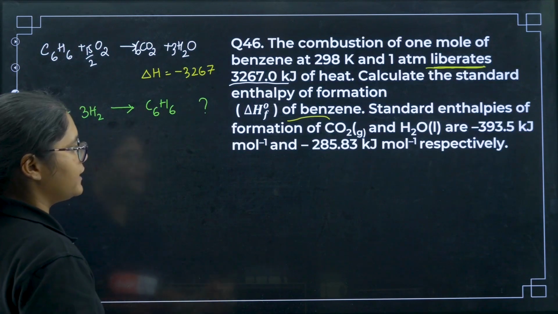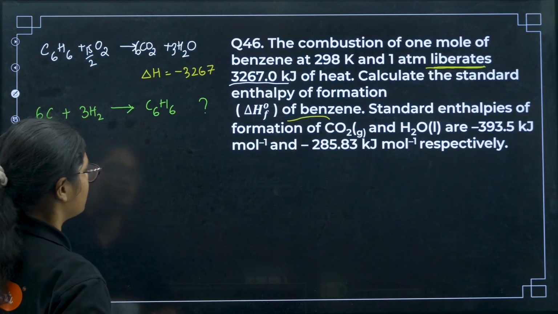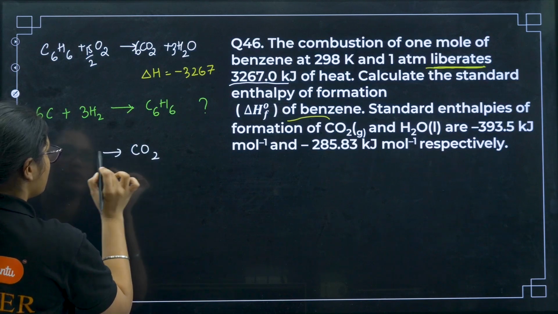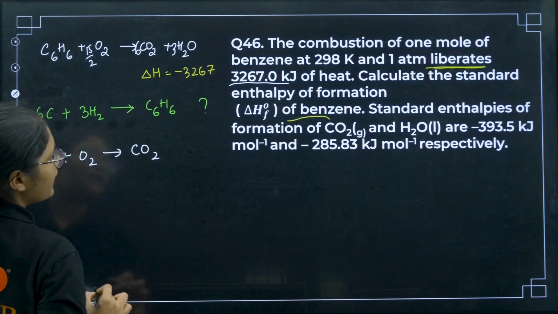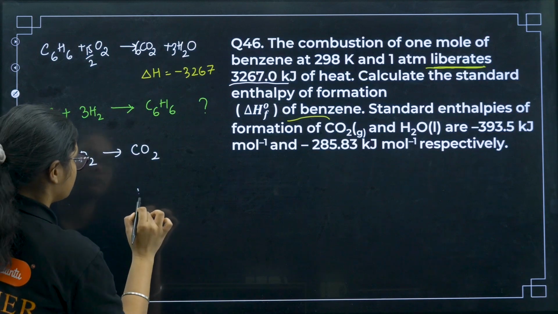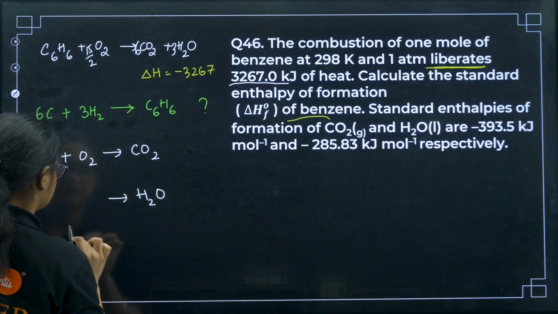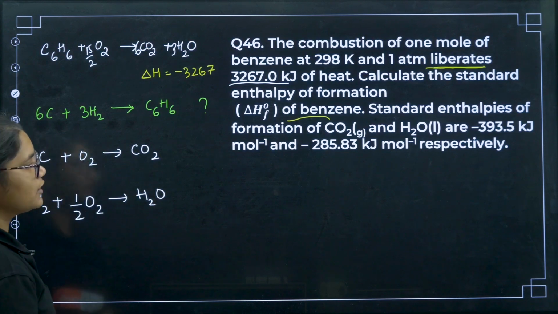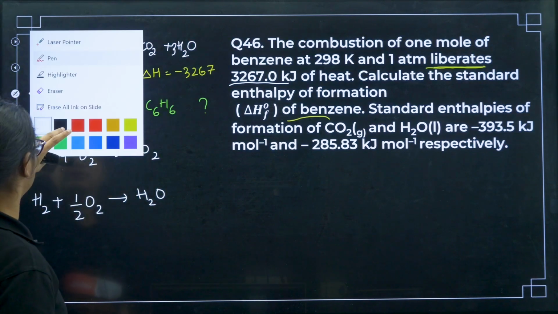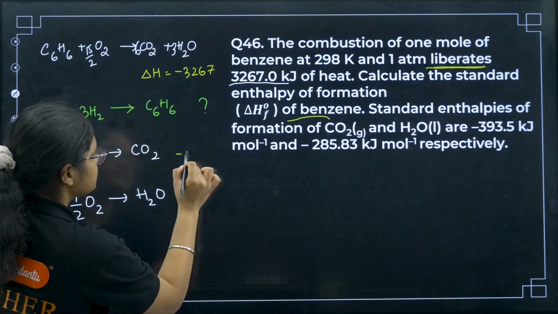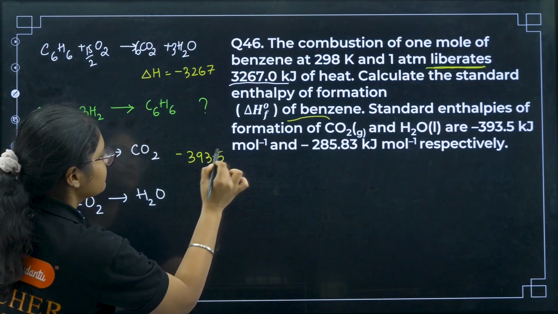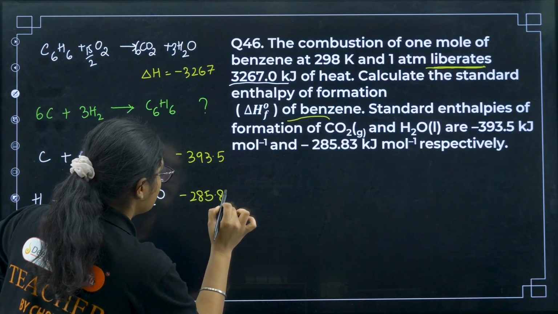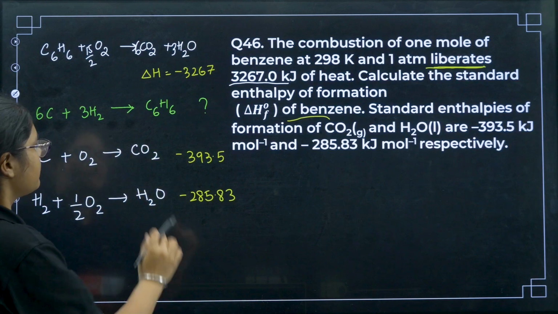What values are given? The enthalpies of formation of carbon dioxide and water. How will carbon dioxide form? C plus O2. And if you want to form water, the reaction is H2 plus half O2. The CO2 value is minus 393.5, and then you have minus 285.83. These are the values, and you have to calculate for this reaction.